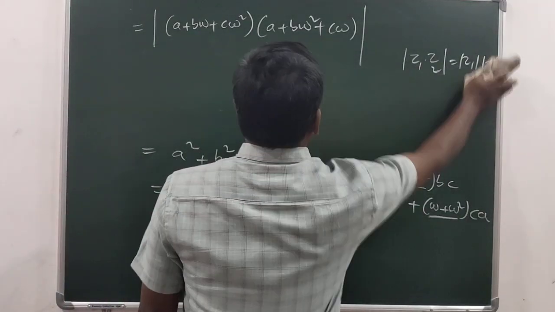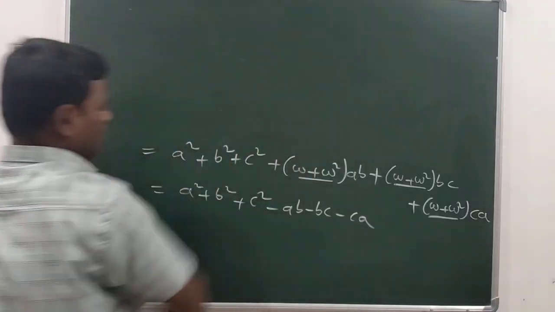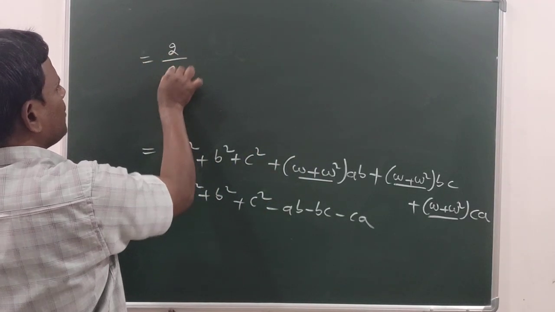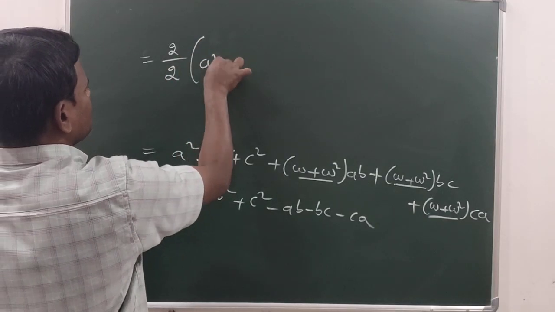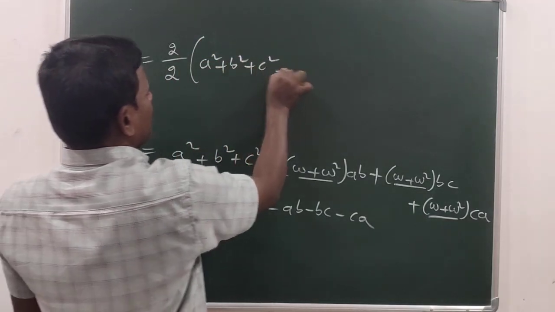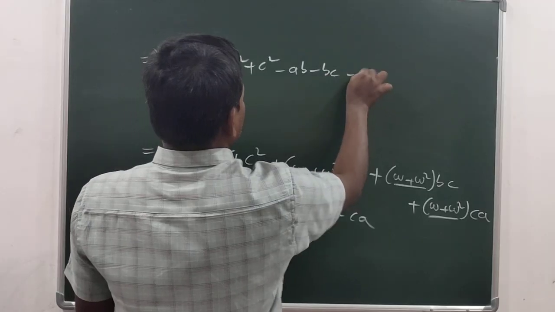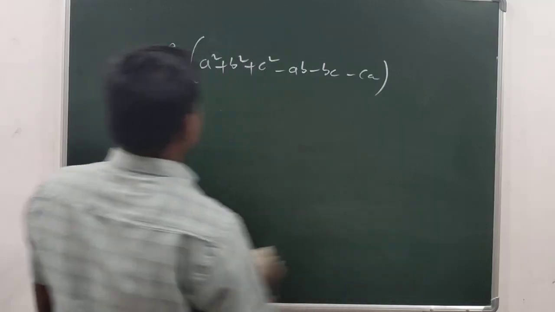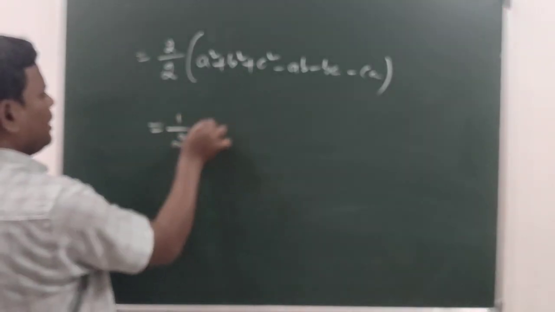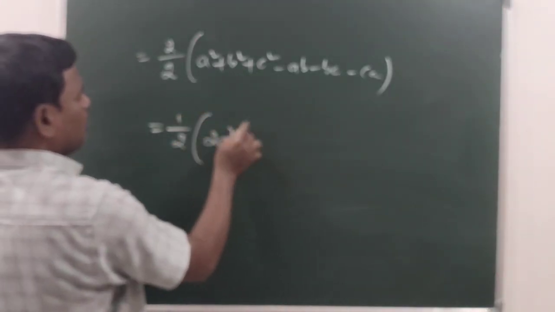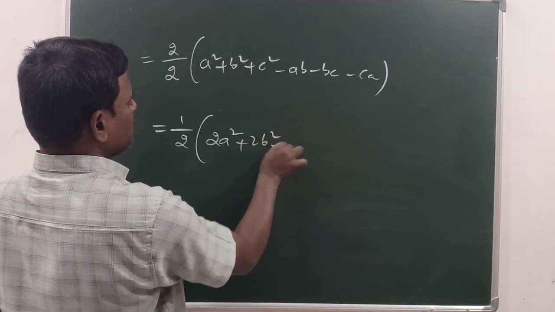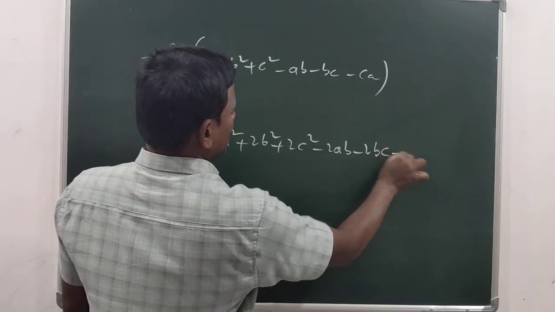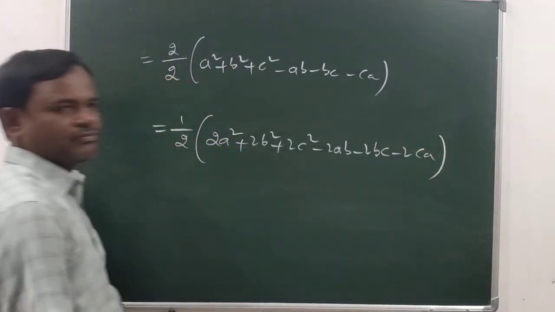Now in the next step, see here what I am doing. Numerator and denominator I am writing with 2 by 2. Here a square plus b square plus c square minus ab minus bc minus ca. Now when you send 2 inside, it will become 1 by 2 of 2a square plus 2b square plus 2c square minus 2ab minus 2bc minus 2ca.